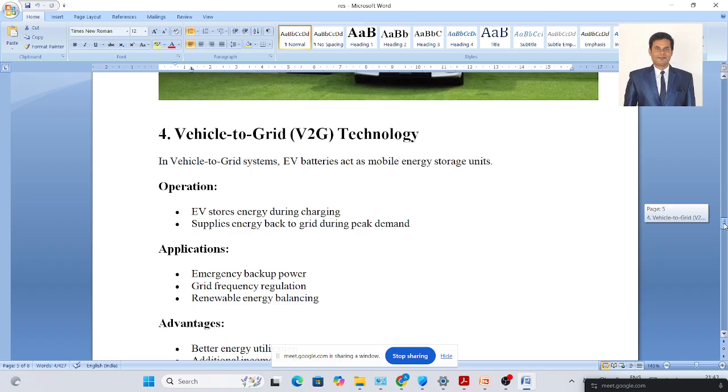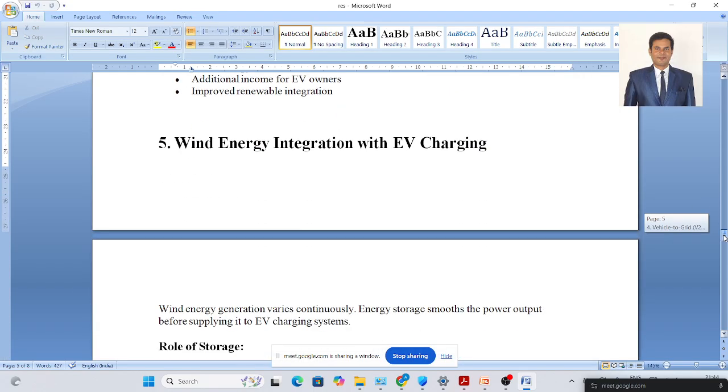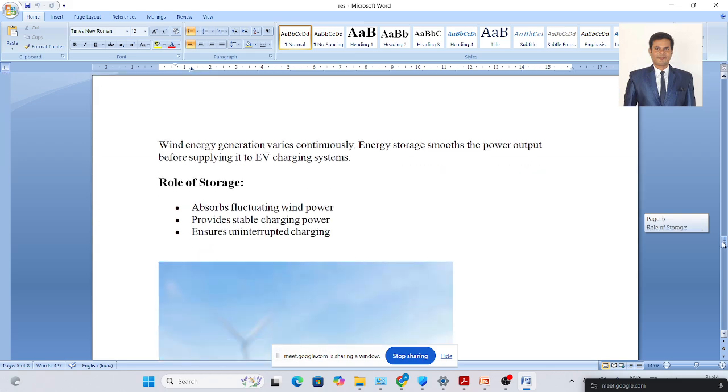Right, this is actually vehicle-to-grid technology, where from the vehicle we are going to give energy back to the grid. The battery acts like a mobile energy storage unit, right? The EV stores energy during charging, and it also supplies energy back to the grids when there is a peak demand. All right, next we have wind energy integration with EV charging also.